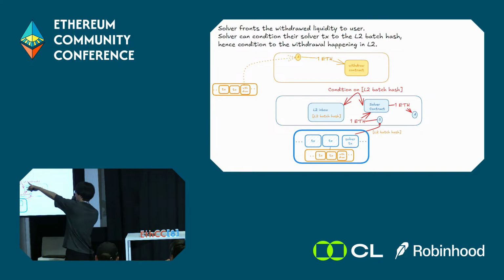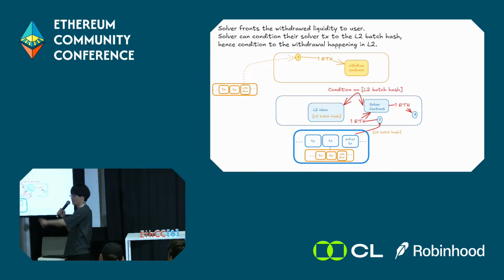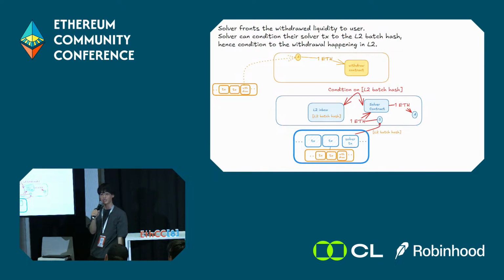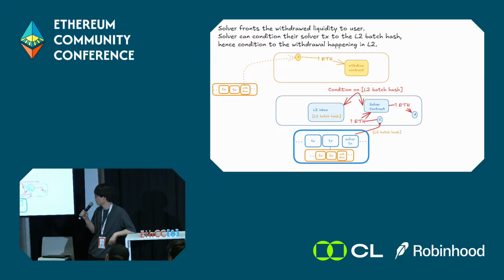So A is triggering the withdrawal, and you want to send 1 ETH to A. How this happens is that the solver can condition their solver transaction against the L2 batch hash. So you can say, I'm only going to be willing to send 1 ETH to A if the L2 batch is exactly this. And by saying that, you're also specifying that the withdrawal is exactly that. So by conditioning on the batch hash, you're conditioning on the batch. By conditioning on the batch, you're conditioning on the withdrawal.